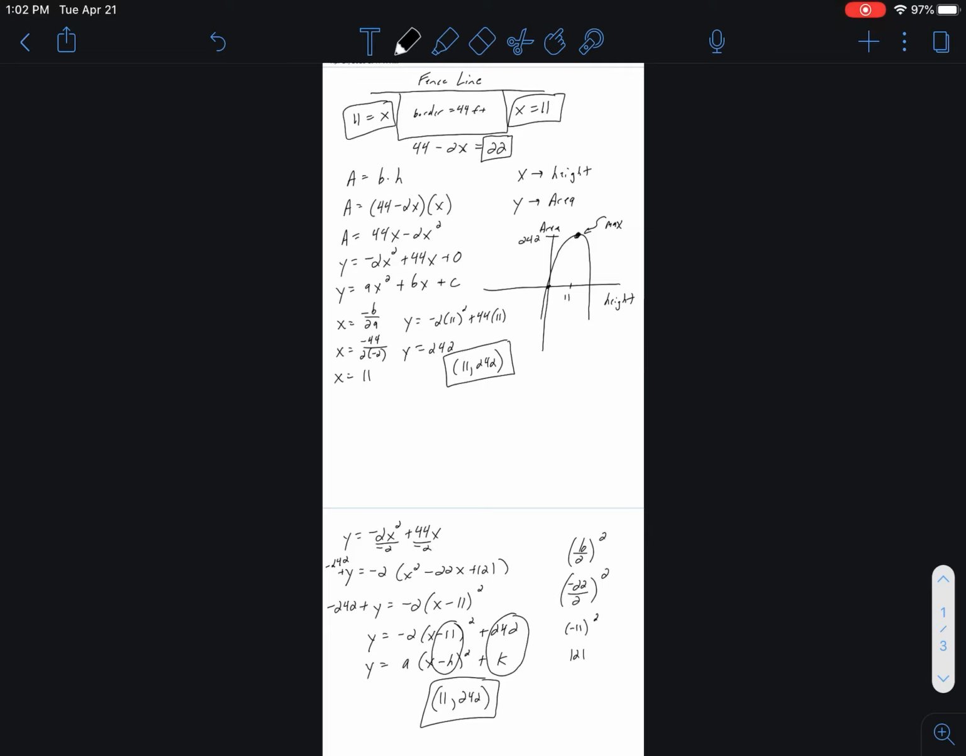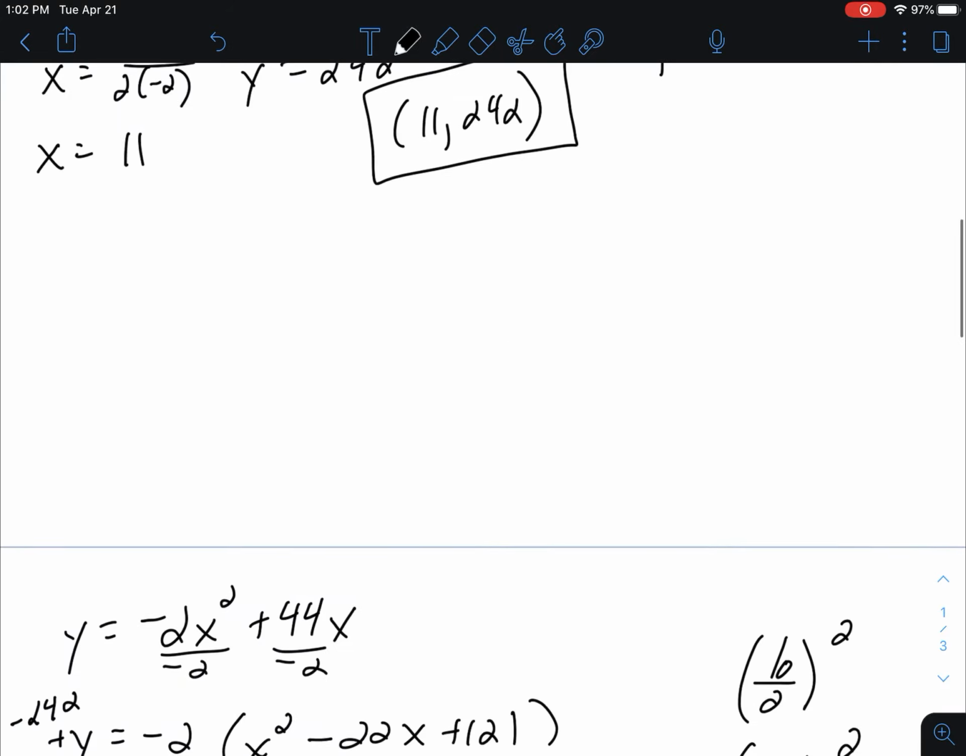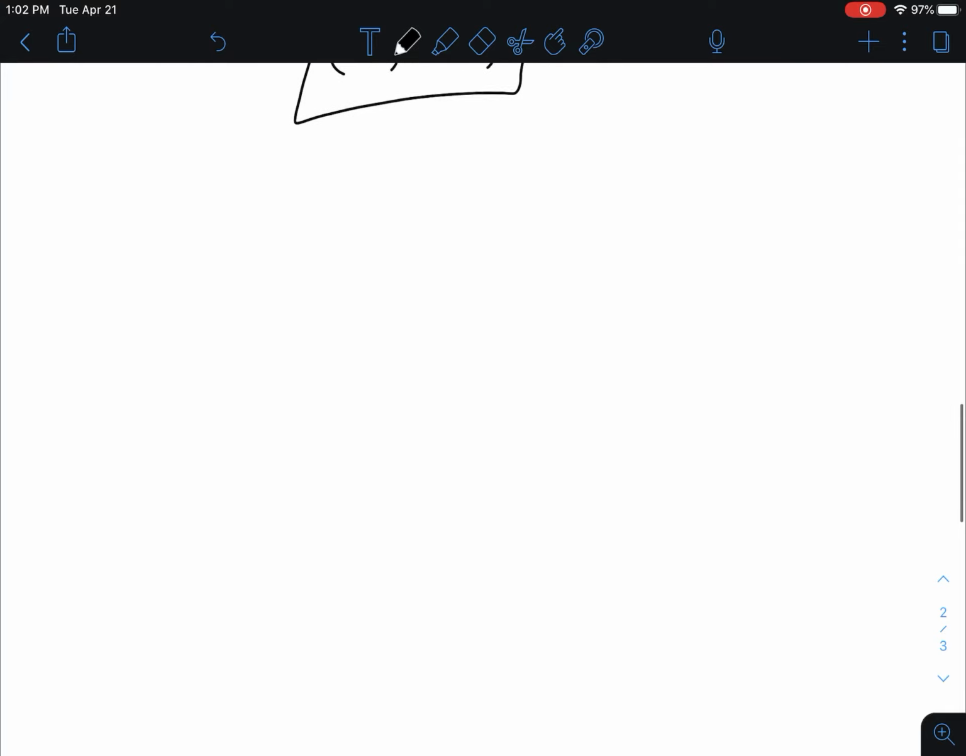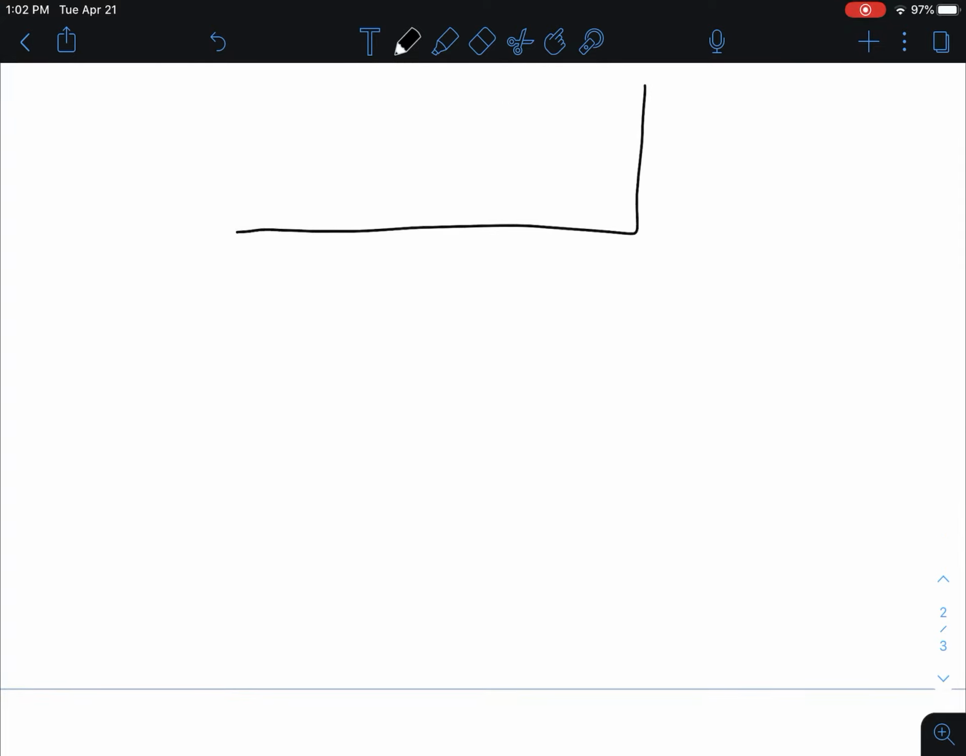But you want to maximize it. So kind of get a little bit of a sketch, get an idea of what it looks like. Go ahead and maximize it. And what I'm going to do is I'm going to give you up against a barn. So this is going to be your problem here. Okay, you are up against a barn. And I'm giving you 100 feet of fence to work with.